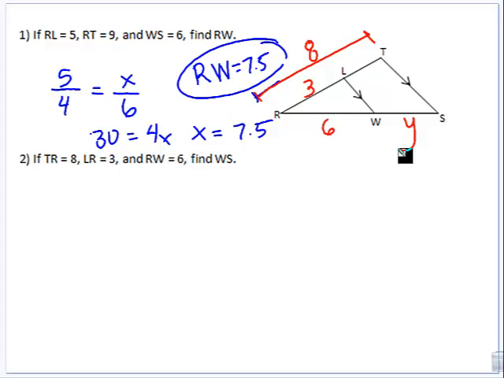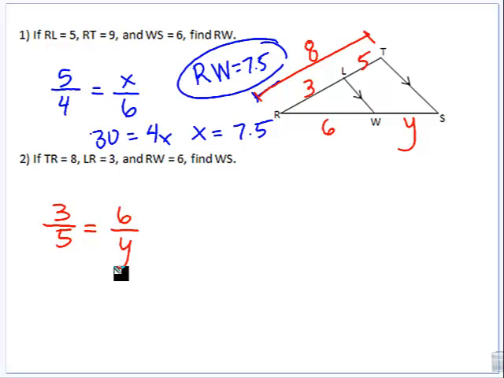So what other length do we know for sure? LT is 5. 8 minus 3 is 5. So how can I set this up as a proportion to find my Y? 3 over 5 would have to equal 6 over Y. Why does the 6 have to go on top? Yeah, it's corresponding with the 3. They're both on that top section.